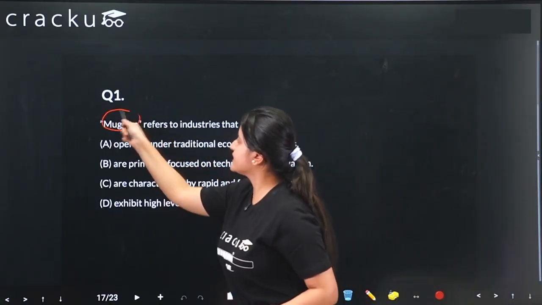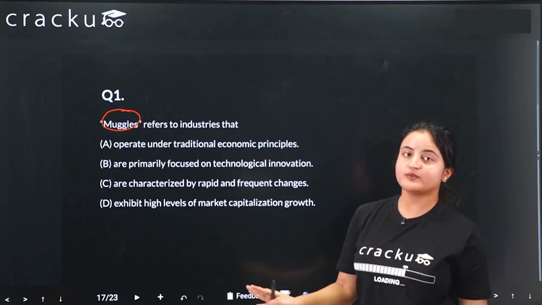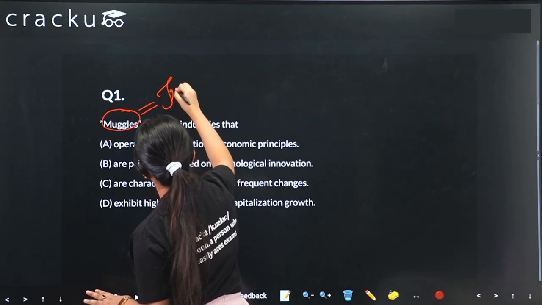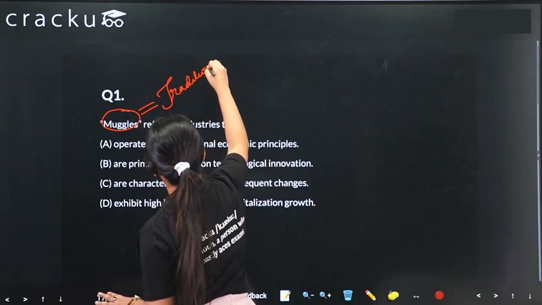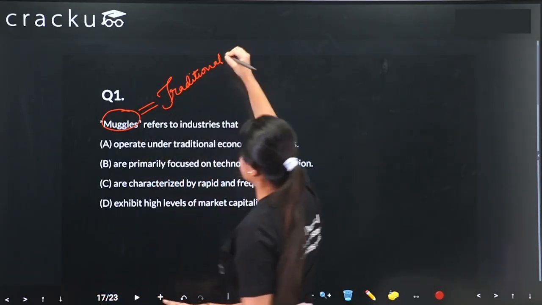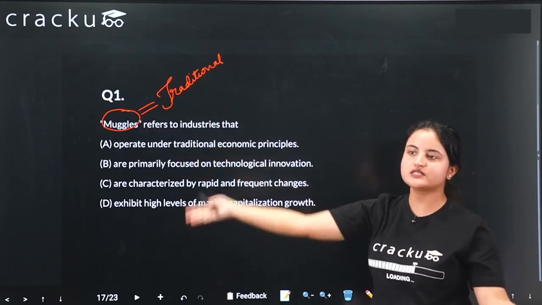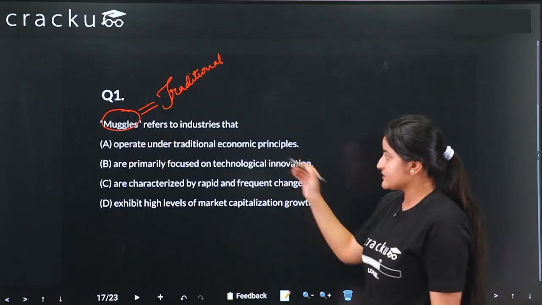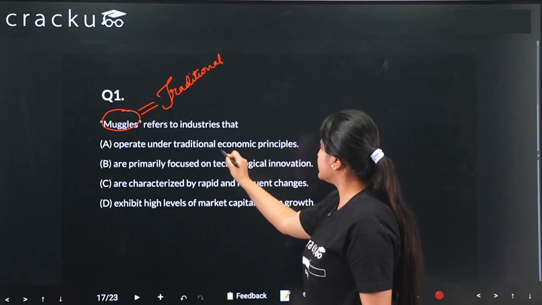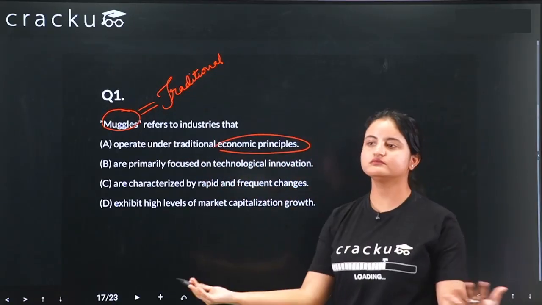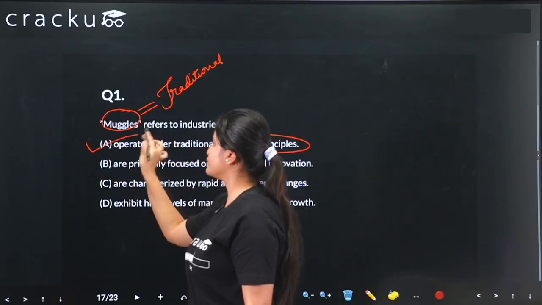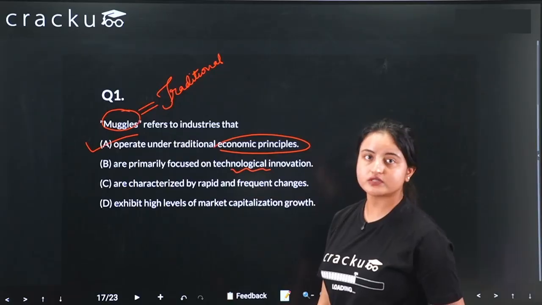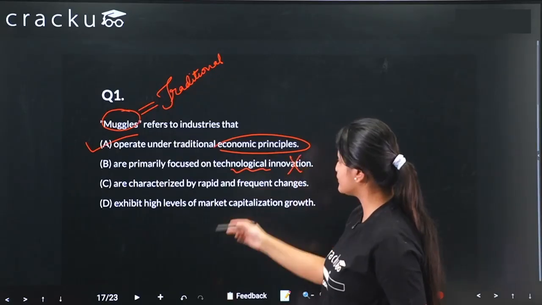Muggles refer to the industries. So we have an idea of Muggles. Muggles is associated with one word very popularly: traditional. Traditional industries were called Muggles, like the oil and natural gas and the retail industry. They operate under traditional economic principles. First option only, right? True. Are they primarily focused on technological innovation? No, not at all. This was not even discussed, out of scope also.